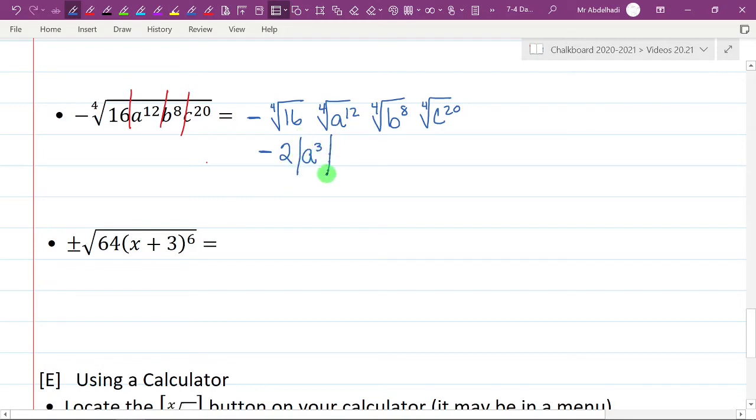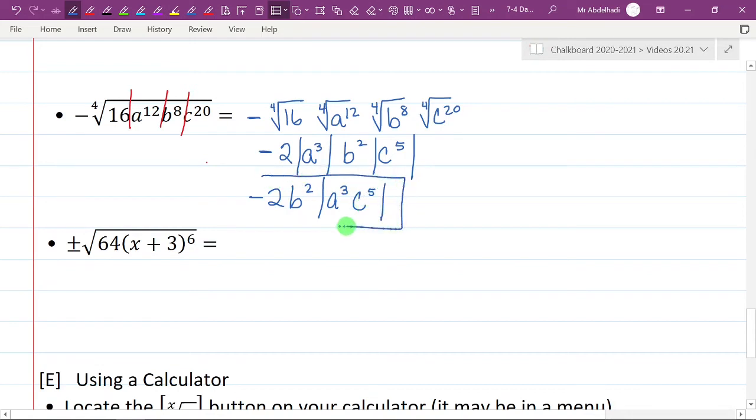So there are bars on this. This one, b to the 8th, 4th root. 8 divided by 4 is 2. This becomes b squared. And c to the 20 divided by 4 is c to the 5th. 20 is an even number, 5 is an odd number. We need bars again. And once again, we have that confusing looking situation again. So what we do is we take all the stuff that wasn't in bars, the -2 and the b squared, put them first, and then the a cubed and the c to the fifth, which are in bars, put them into one big single set of bars, like that. And there's your answer for that example.